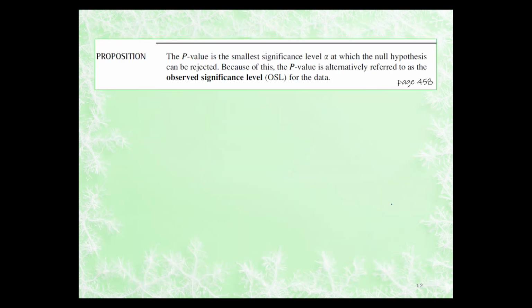Another way of thinking about the p-value is that it's the smallest significance level at which the null hypothesis can be rejected. So if the p-value and alpha are the same, then we will reject the null hypothesis. Another way of referring to the p-value is to call it the observed significance level. That is sometimes used in practice. If I talk about an observed significance level, you'll know that I'm referring to the p-value, whereas if I just talk about the significance level, it's alpha, that we pick in the normal way.